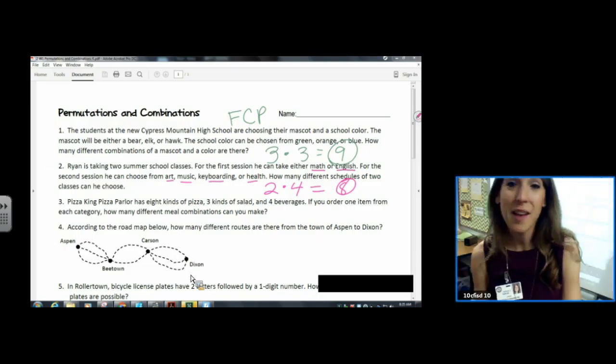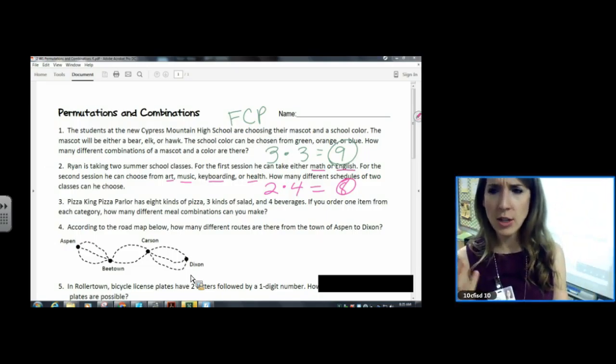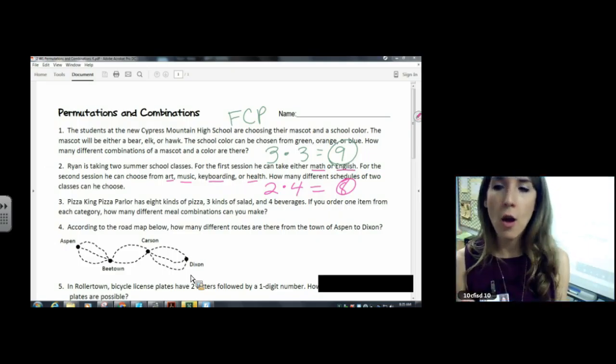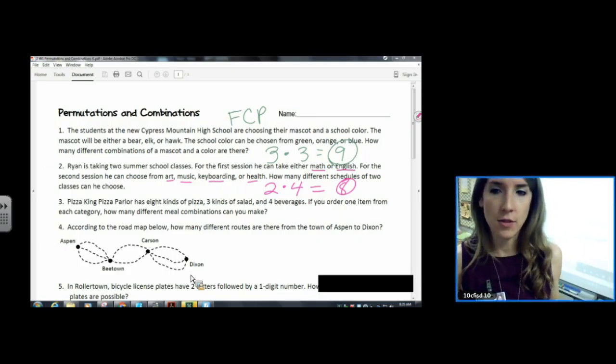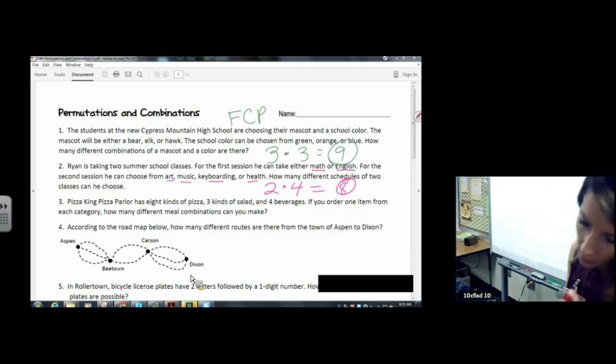It's not asking about probability. What's the probability he chooses math and then keyboarding? No, it's just asking how many different schedules can he choose, okay?